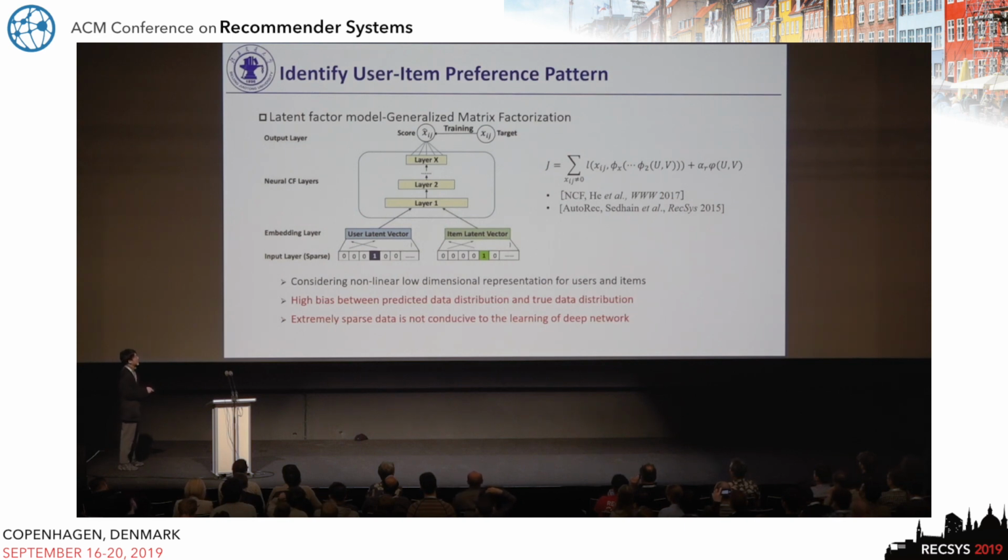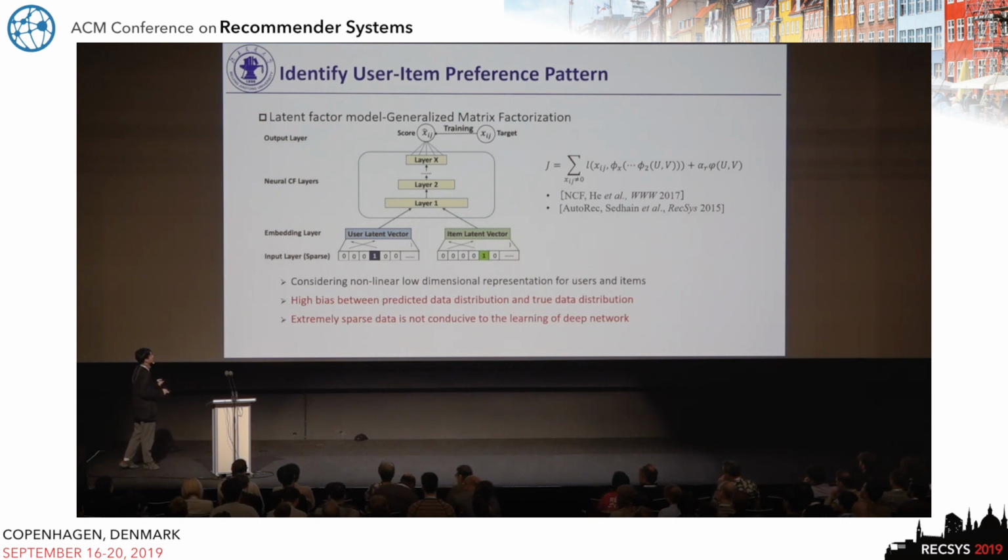framework of the NCF. It's a really popular model, and we can call this model generalized matrix factorization because it introduces a nonlinear feature into the traditional latent factor model. But this model has two issues. The first one is the high bias between the predicted data distribution and the true data distribution. The second one is it does not suit sparse datasets because we use deep neural networks.